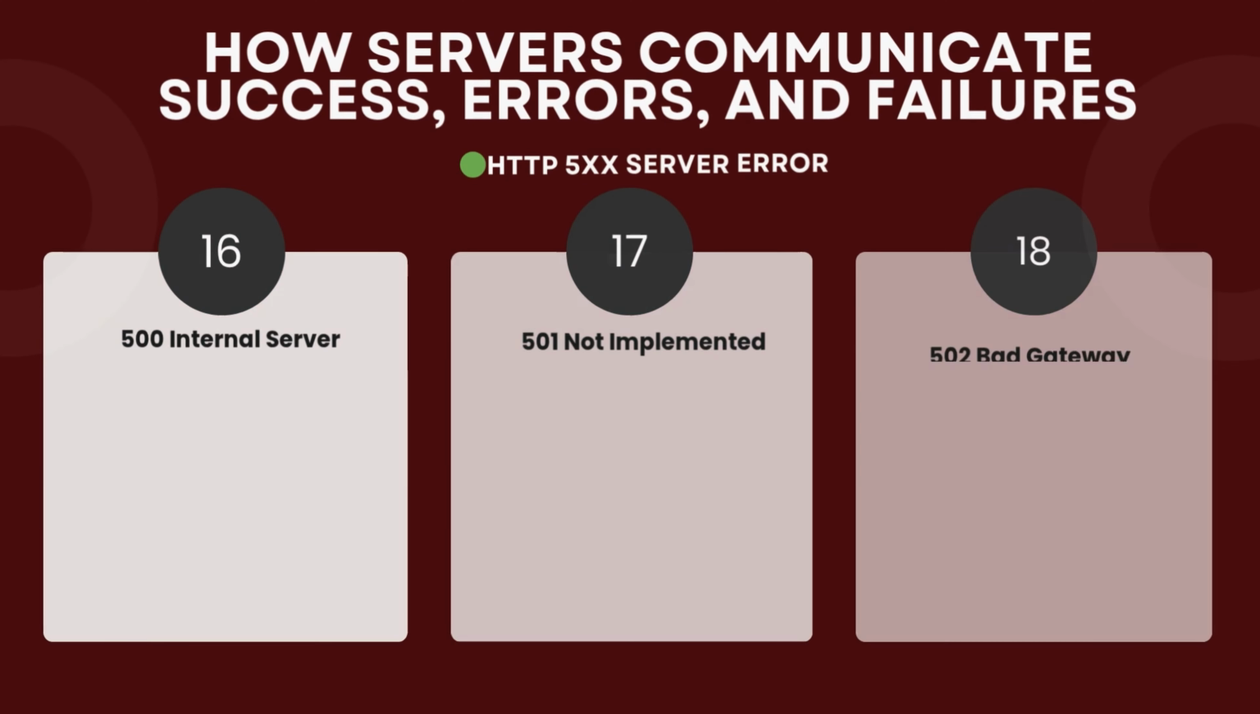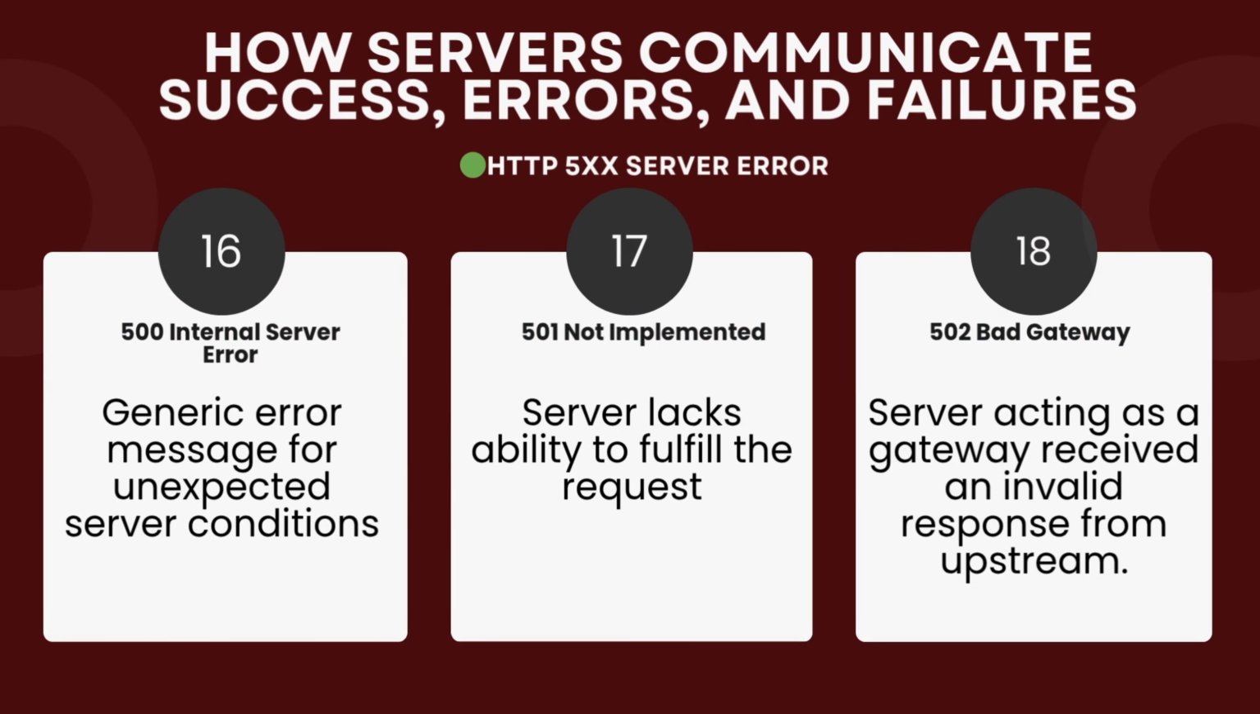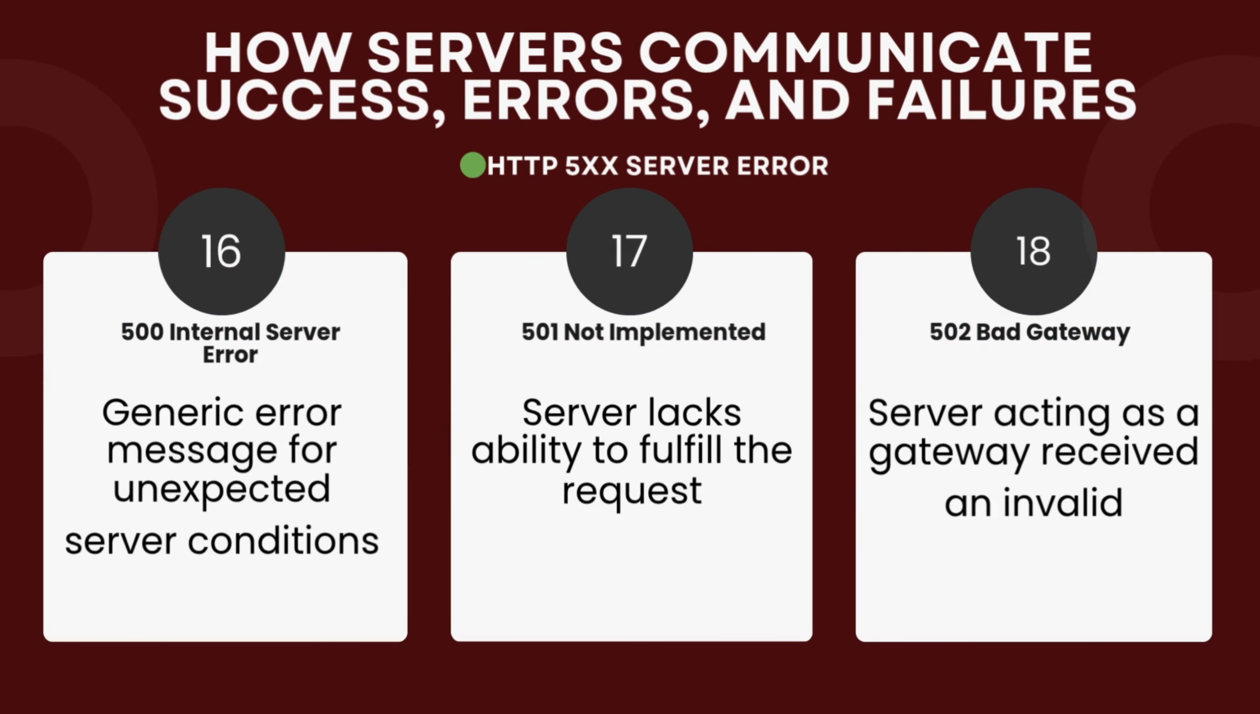And moving on, we have status codes in the 500s, the server errors. We have 500, Internal Server Error. That's a generic error message for unexpected server conditions. We have the 501, Not Implemented, meaning the server lacks the ability to fulfill the request. And we have the 502, Bad Gateway. The server acting as a gateway received an invalid response from upstream.